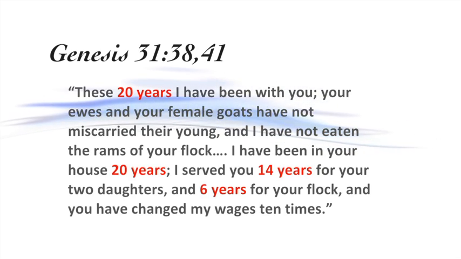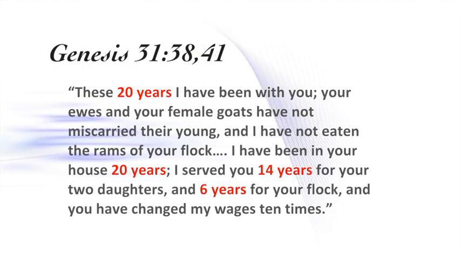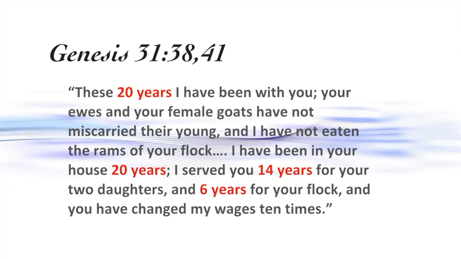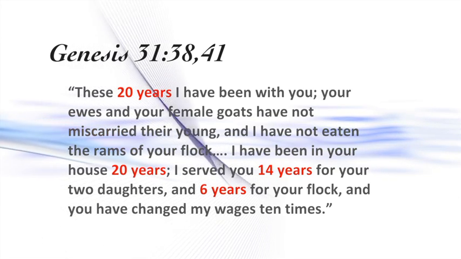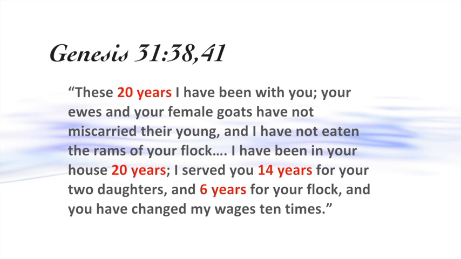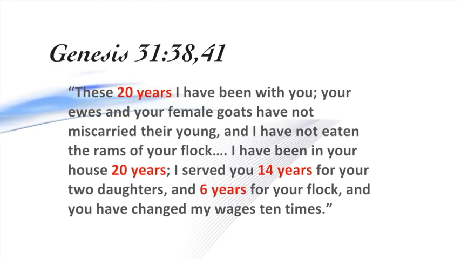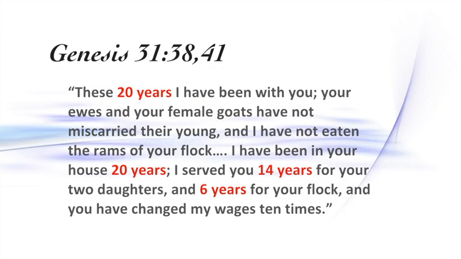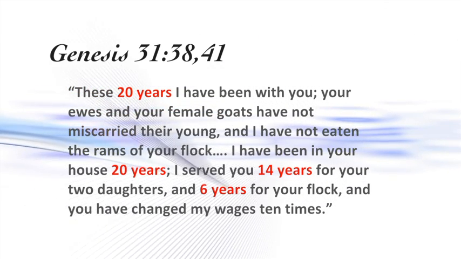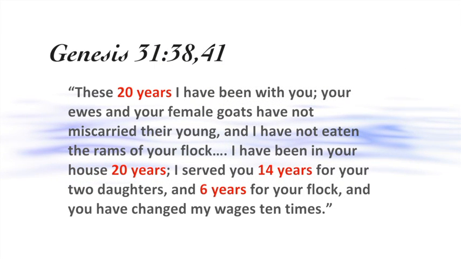We read that in Genesis 31:38 to 41. "These 20 years have I been with you," Jacob says. "Your ewes and your female goats have not miscarried their young, and I have not eaten the rams of your flock. I have been in your house 20 years, you see," he says to Laban. And then he goes on and says, "I served you 14 years for your 2 daughters, and 6 years for your flock, and you have changed my wages 10 times."